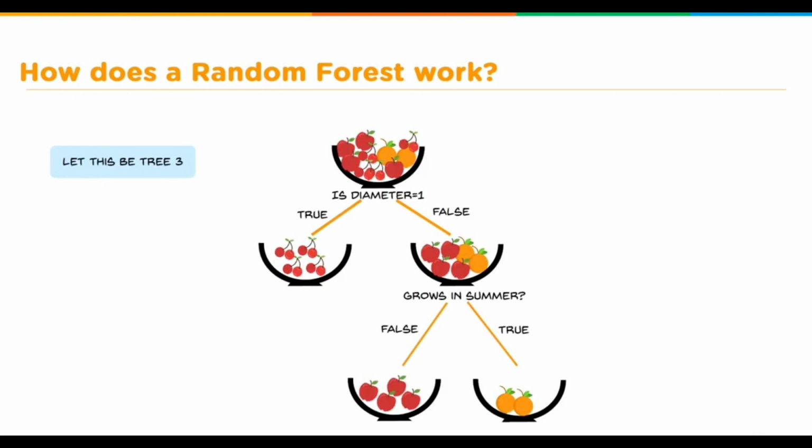But from apples and oranges there is another condition: which fruit grows in summer. Apples do not grow in summer, oranges can grow in summer. So the output for this tree 3 is orange.